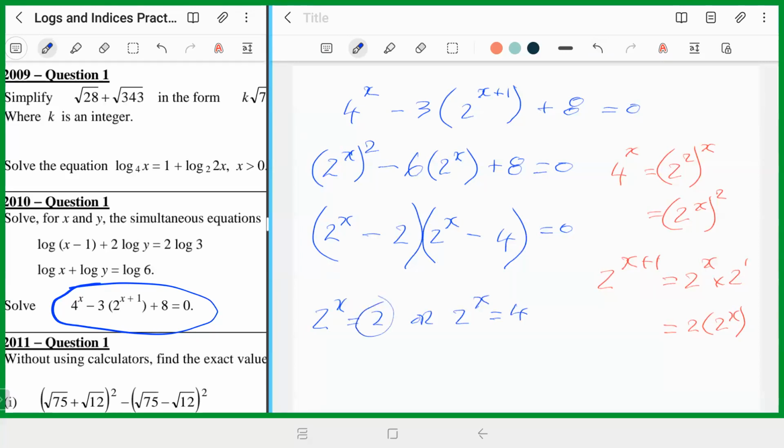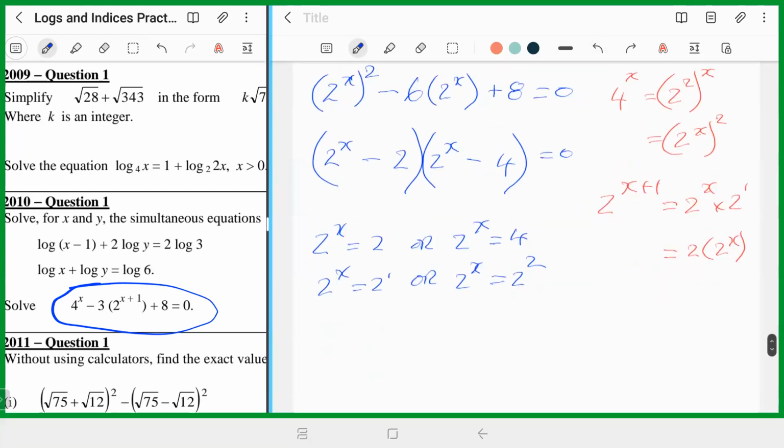Now this 2 is the same as 2 to the 1, so 2 to the x equals 2 to the 1, or 2 to the x equals 2 squared, since 4 is the same as 2 squared. So then x equals 1 or x equals 2. That's the solution. x equals 1 or x equals 2. That is it.